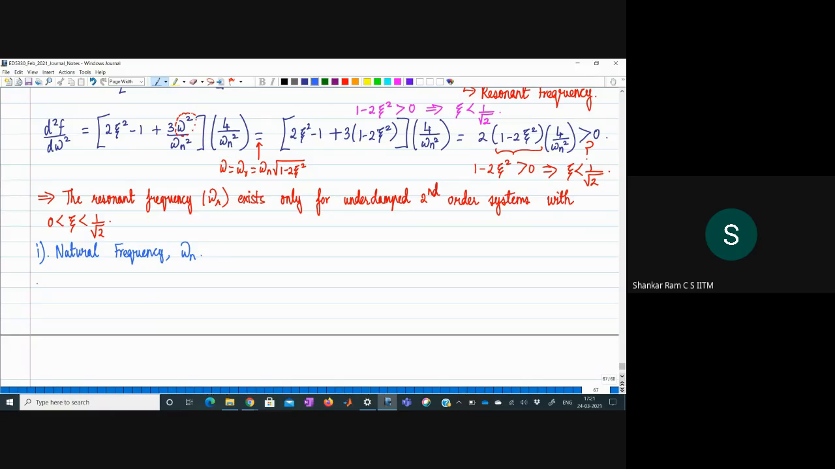Point number 1. Damped natural frequency, if you recall, we encountered when we were calculating the step response, right, of underdamped second order system, and we defined the damped natural frequency as omega n times square root of 1 minus zeta square. Of course, this is meaningful only when zeta is between 0 and 1. So what is the definition of damped natural frequency? So as we discussed, it is meaningful only for underdamped second order system, right?